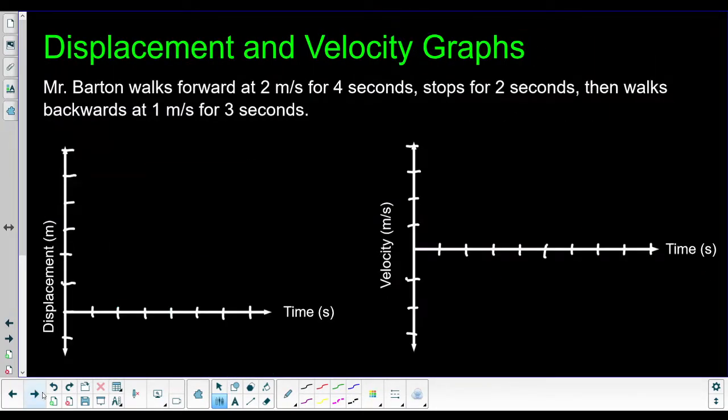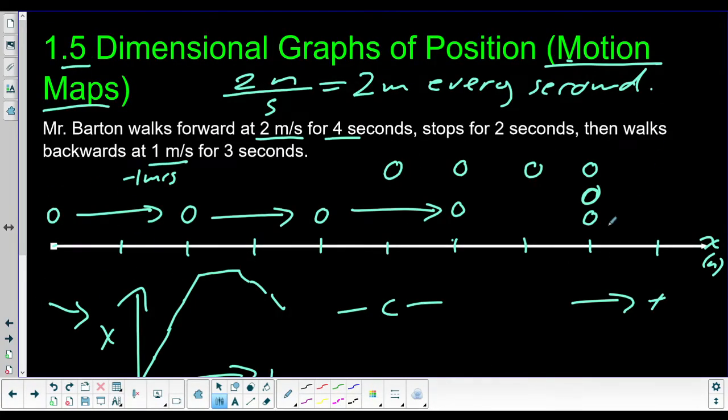Okay, let's look at how you'll probably see it on the AP test as an XY axis with displacement on the y-axis, time on the x-axis. And then we're also going to look at a velocity versus time graph. And we're looking at the exact same situation we just looked at. So I'm going to walk forwards at 2 meters per second for 4 seconds, stop for 2 seconds, then walk backwards at 1 meter per second for 3 seconds. So let's go ahead and do our displacement graph first, since that's really what this motion map is trying to represent. It's taking pictures of our motion and our position or our distance away from where we started.